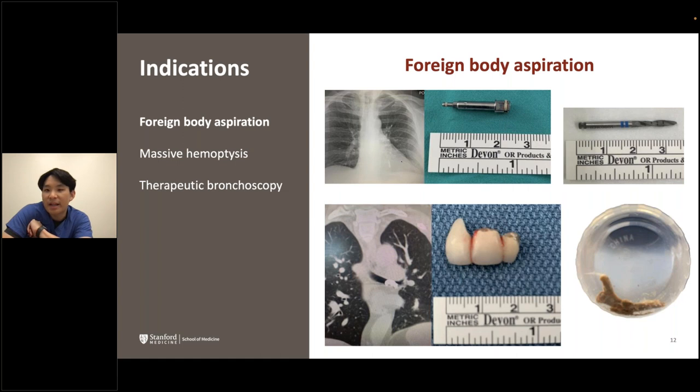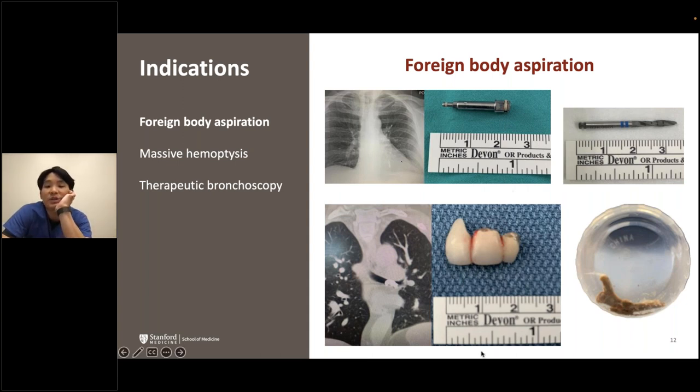I think the big caveat, as a lot of the audience might notice, though, is that since the development of flexible bronchoscopy, and with all the tools that we have, including the forceps, baskets, and everything else, oftentimes a lot of the objects could nowadays be retrieved with the flexible bronchoscope only.